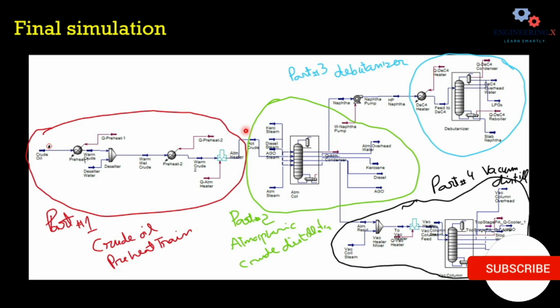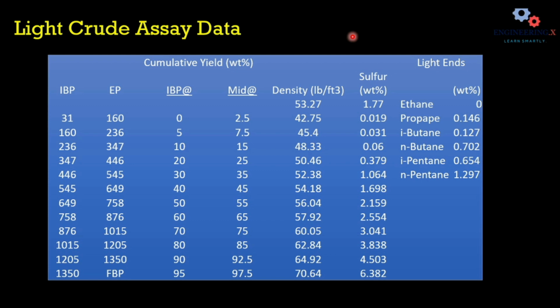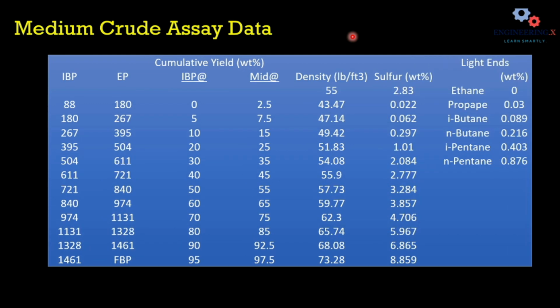So let's get started. Here I have the data, this one is the light crude assay data. I recommend you take a screenshot here, so you will be able to insert this data when I perform the calculation in HYSYS. This one is the light crude assay data, and this one is the medium crude assay data.